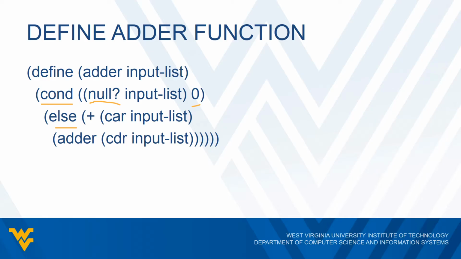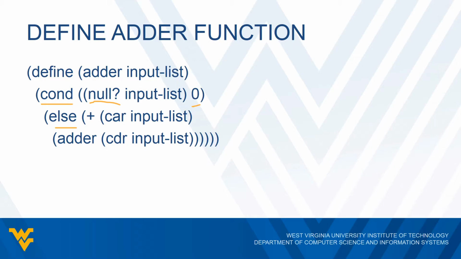The rest of this function is saying we're going to add the car of the input list. Remember, that's the first item in the list, with adder of the cdr. So we're going to call the function again, but we're only going to deal with the cdr of the list, or the remainder of the list. We're going to keep calling this function and getting the list smaller and smaller until we get to the empty list, and then we're going to work our way backwards and compute the sum as we go.